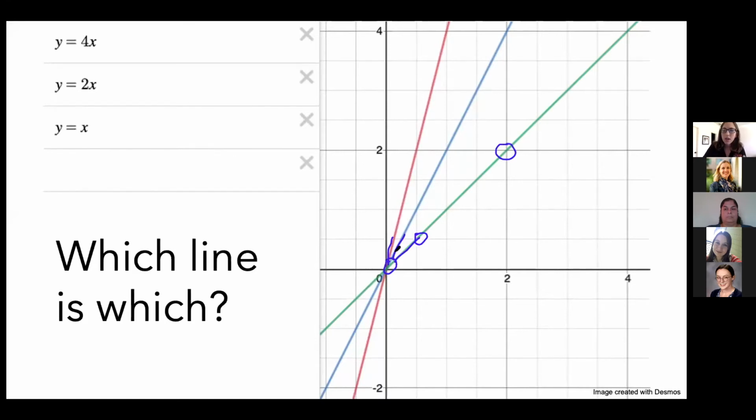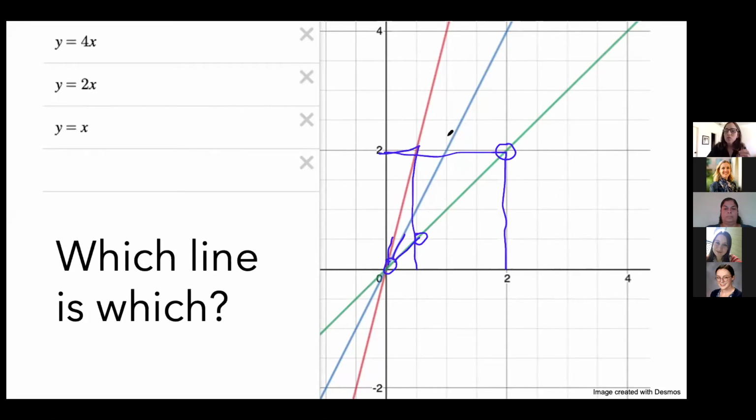So you could look at different points and plug those into our slope formula. You could also look at the rise is 2 and the run is 2, versus here where the rise is still 2, but the run is not 2.